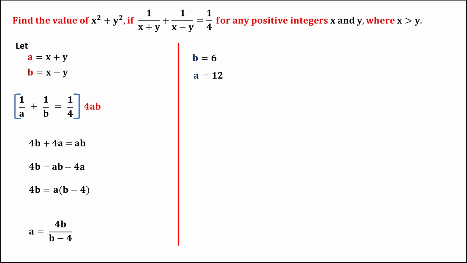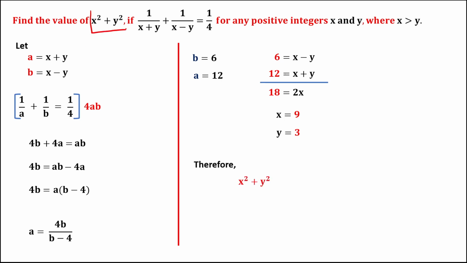So using now these values to solve for x and y, we have x is equal to 9 and y is equal to 3. So therefore, the value for x squared plus y squared is 9 squared plus 3 squared, and 9 squared is 81, 3 squared is 9. So the answer is equal to 90.